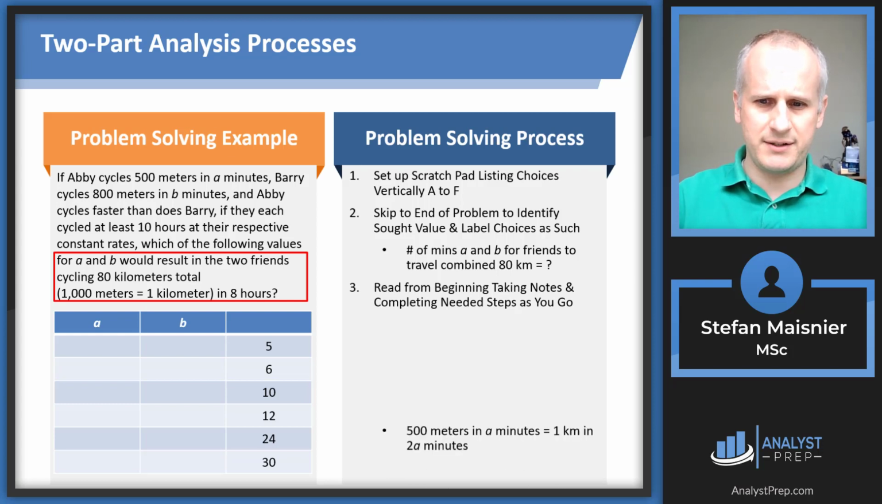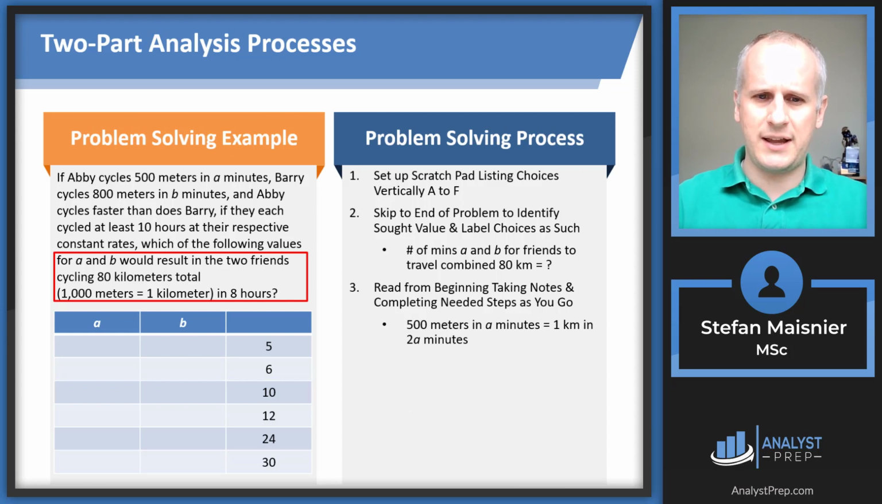So we start by discovering that Abby cycles 500 meters in A minutes, and since we had the conversion rate already in the question of 1,000 meters equals 1 kilometer, we know that our 500 meters taking A minutes means that 1,000 meters, or 1 kilometer, will take 2A minutes, and that's going to simplify what we have to do down the line. Then we find that Barry travels 800 meters in B minutes, or 0.8 kilometers in B minutes.